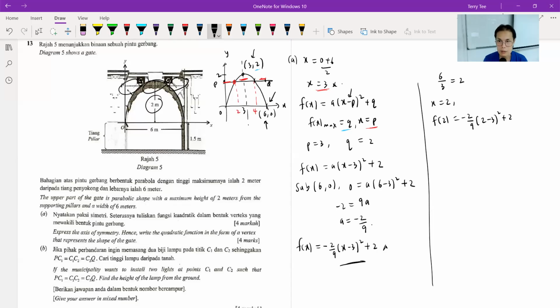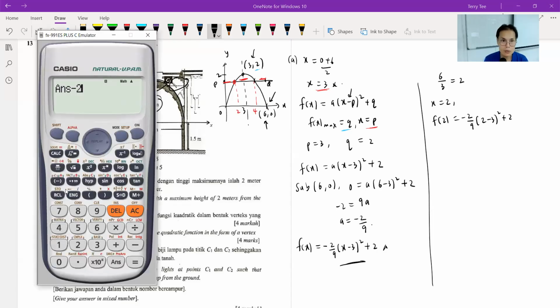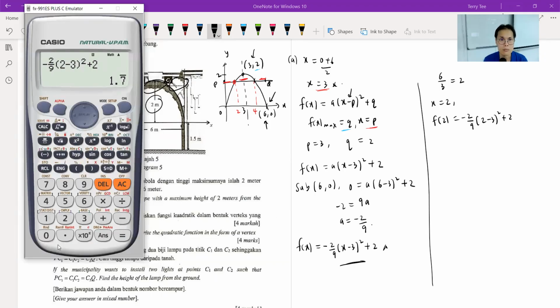Okay, use your calculator. -2/9 multiplied with 2 minus 3, which is -1 actually. You can just square it, plus 2. You're supposed to give your answer in mixed number. I hope this is 1 7/9. Okay, but 1 7/9 is not done yet.